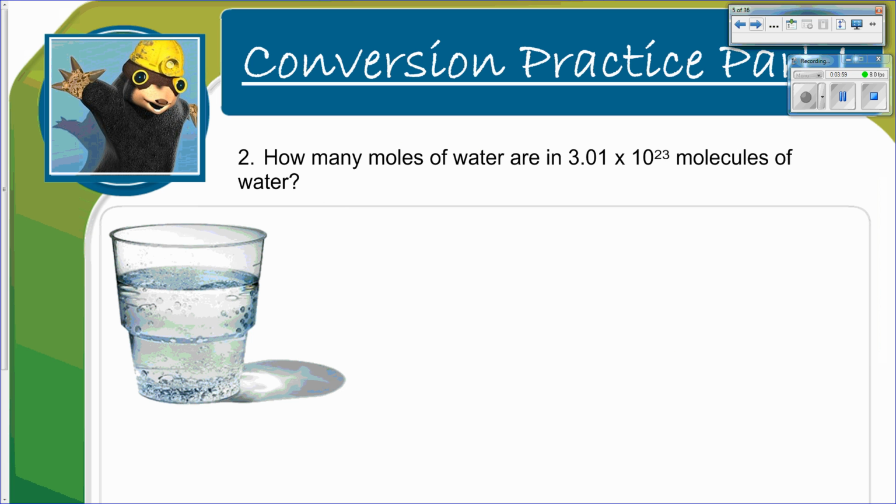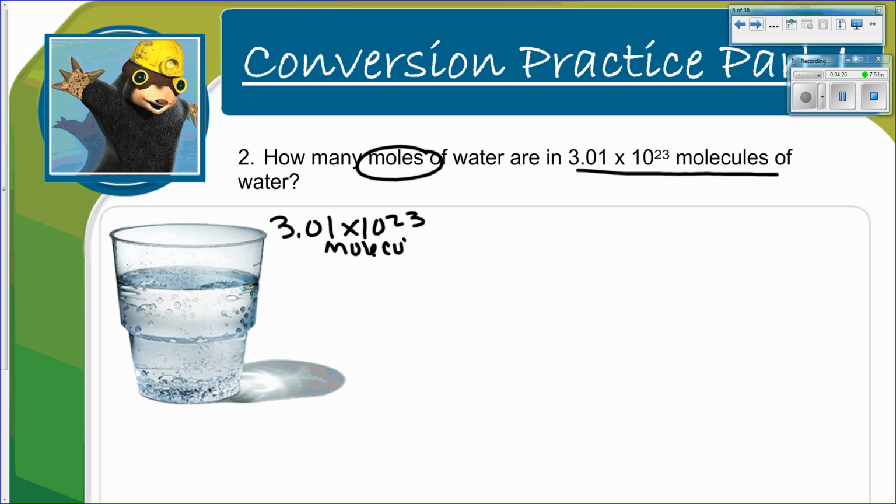There we go. How many moles of water are in 3.01 times 10 to the 23rd molecules of water? So this time you're starting with molecules and you're going to be converting back to moles, but the process is still the same. Remember, some people think that one needs to be on top of the other in your dimensional analysis, but that's not true. These are interchangeable because they're ratios. So we've got our given, which is 3.01 times 10 to the 23rd molecules of water.